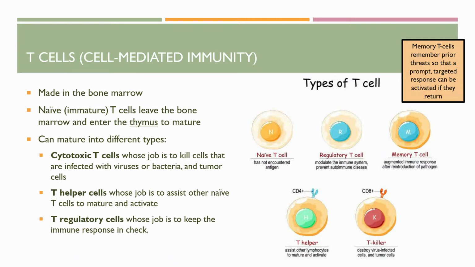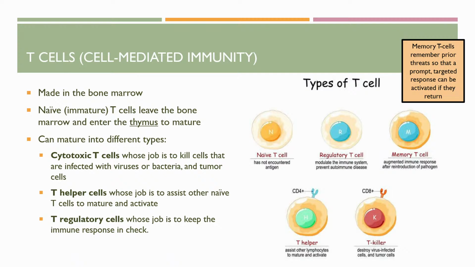T helper cells, their job is to assist other naive T cells to mature and activate. And T regulatory cells, they regulate things. So their job is to keep the immune response in check. We'll go through examples of these.